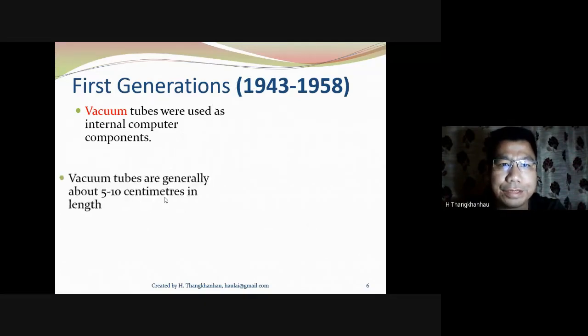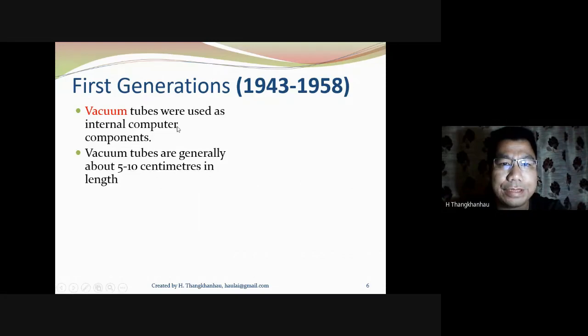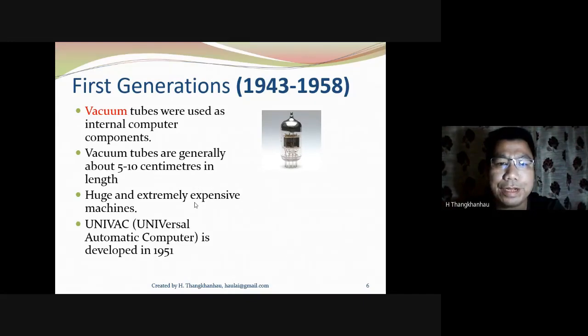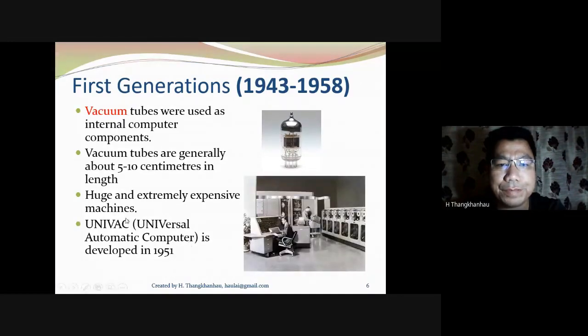The first generation used vacuum tubes as the internal computer components. Vacuum tubes are not used nowadays. The picture of vacuum tubes is like this. Vacuum tubes are generally 5 to 10 centimeters in length, and the electronics made by vacuum tubes are extremely large and also very expensive. One example of a vacuum tube computer is UNIVAC, which was developed in 1951. Here is the picture of UNIVAC. It occupies a complete room, one single room. So the computers were very, very slow and very, very expensive also. So in this first generation, I want you to remember vacuum tubes.